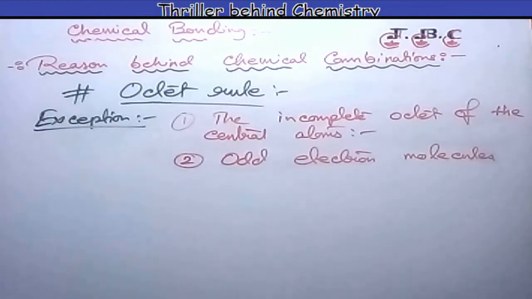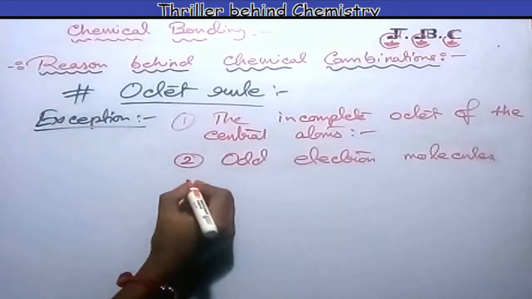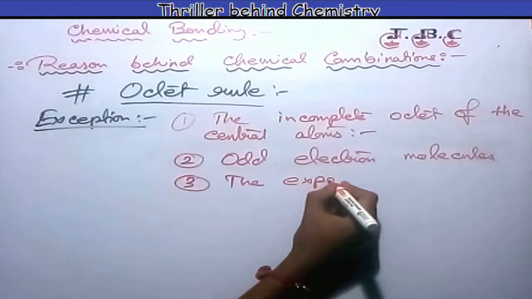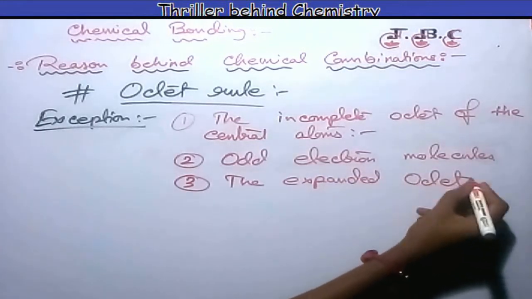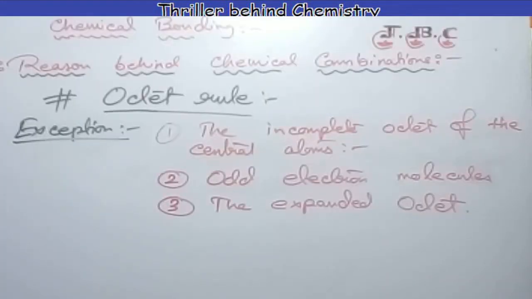So the third point is the expanded octet. So what's about the expanded octet? The elements in the third period of the periodic table have, apart from 3s and 3p, 3d orbitals also available for bonding. They are empty but available for bonding. In a number of compounds of these elements, there are more than 8 valence electrons around the central atom, and this is termed as the expanded octet.